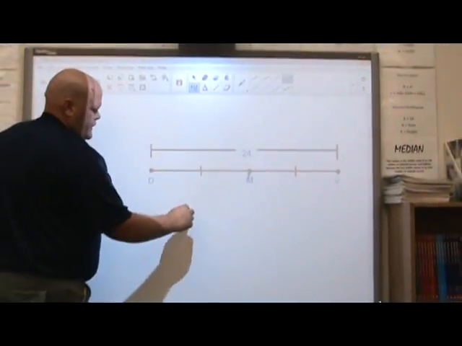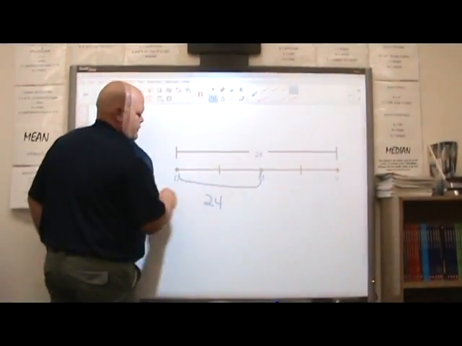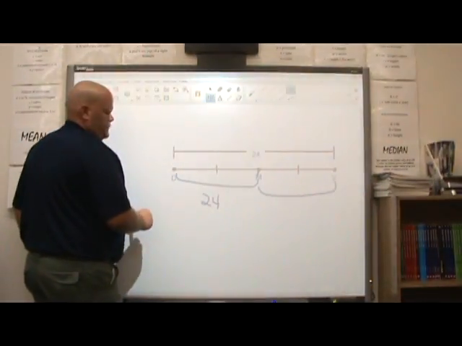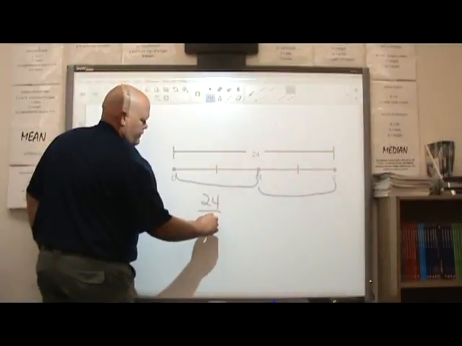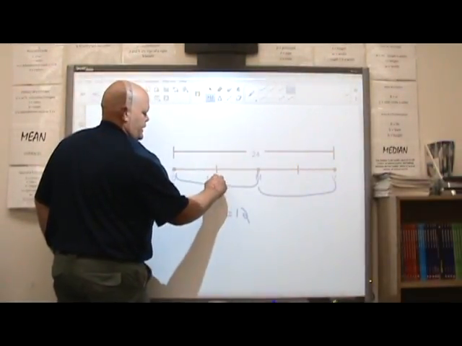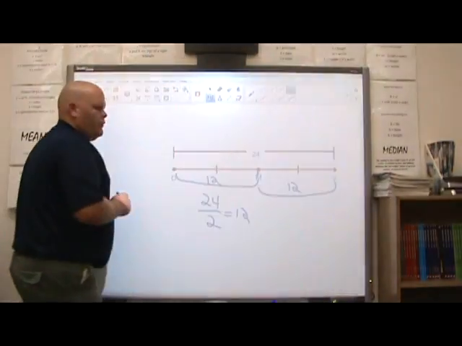So what we're going to do is take 24. We've got two sections here: section DM, and then section MV. Divide the total length by 2, you end up with 12. So each segment is 12. This is our perfect midpoint.